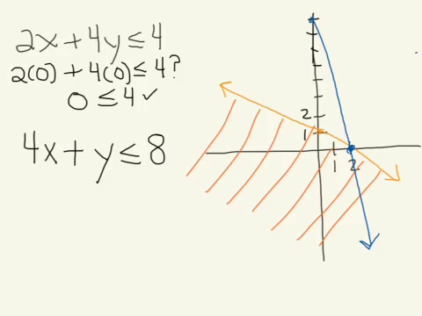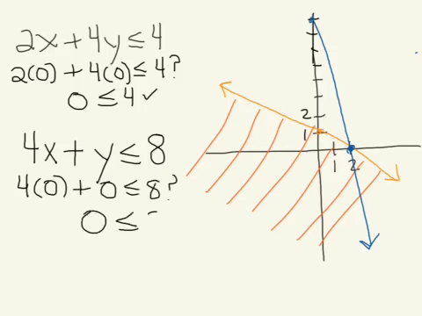And now I would choose a test point and separately test it for this inequality. My favorite test point is 0, 0. So I'm going to test 0, 0, since it's not on the blue line, and see if it works. Does 4 times 0 plus 0 come out less than or equal to 8? In other words, is 0 less than or equal to 8? And that's true also.